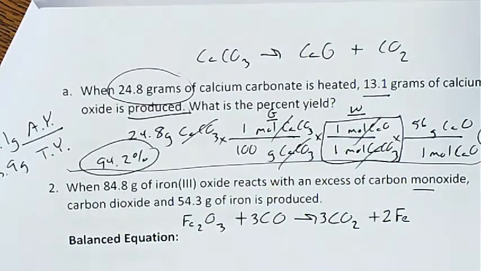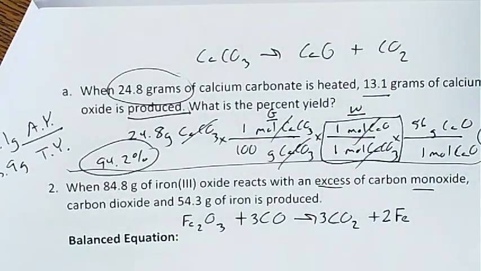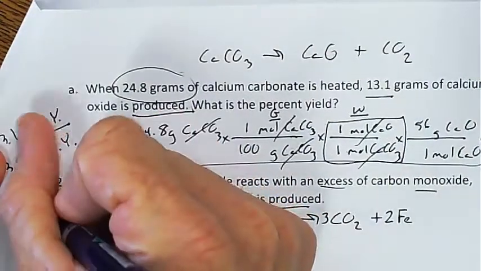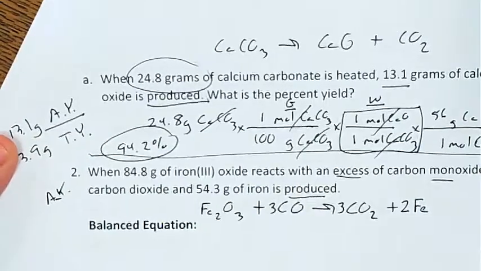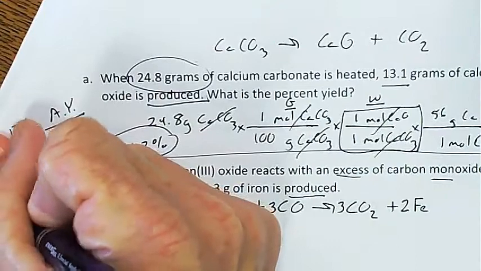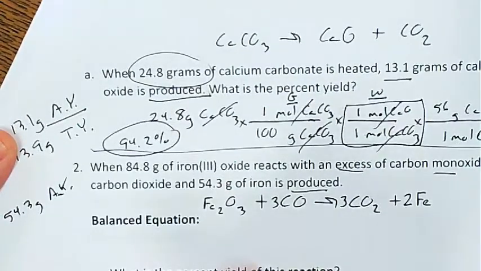Remember, it says when 84.8 grams of iron oxide reacts with excess, don't worry about the excess, it doesn't affect the problem. Carbon monoxide, you're going to get carbon dioxide, and 54.3 grams of iron is produced. So that 54.3 grams, again, that is the actual yield, that's just AY, and it is 54.3 grams that is produced of iron.